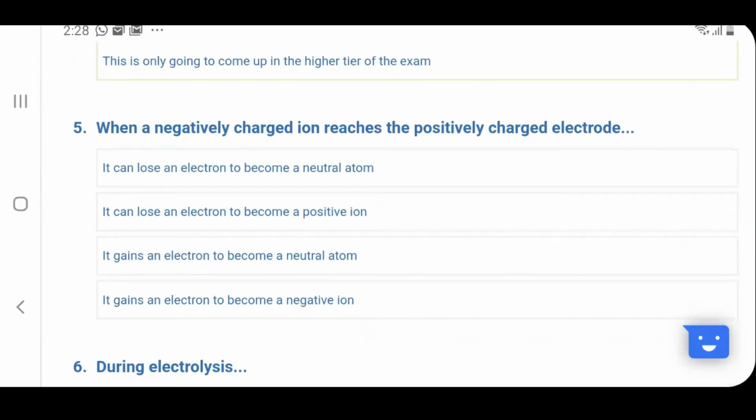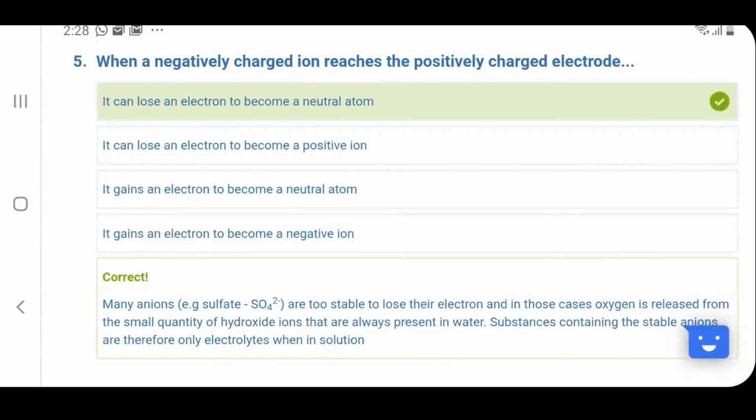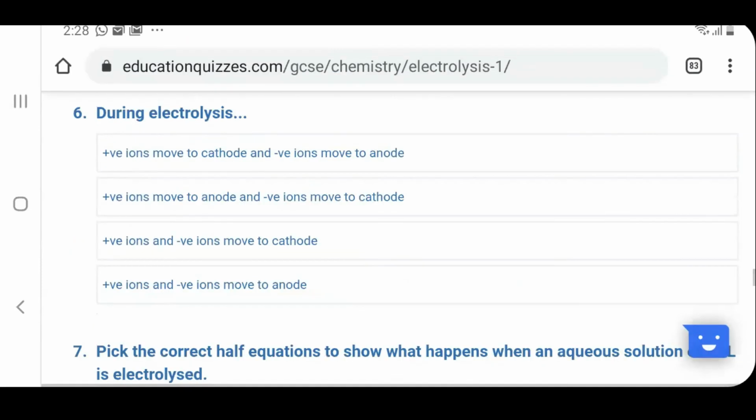Number 5. A. A, it can lose an electron to become a neutral atom. Good, nice. Very good. Because ideally that's what happens. Remember, they become atoms. Nice.